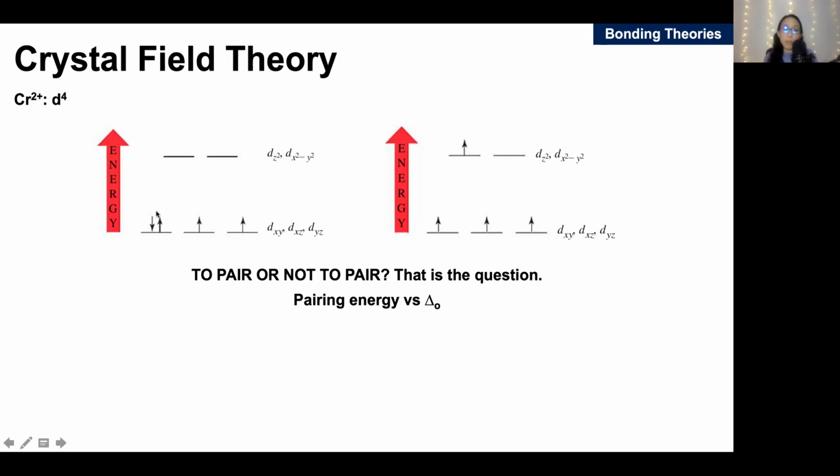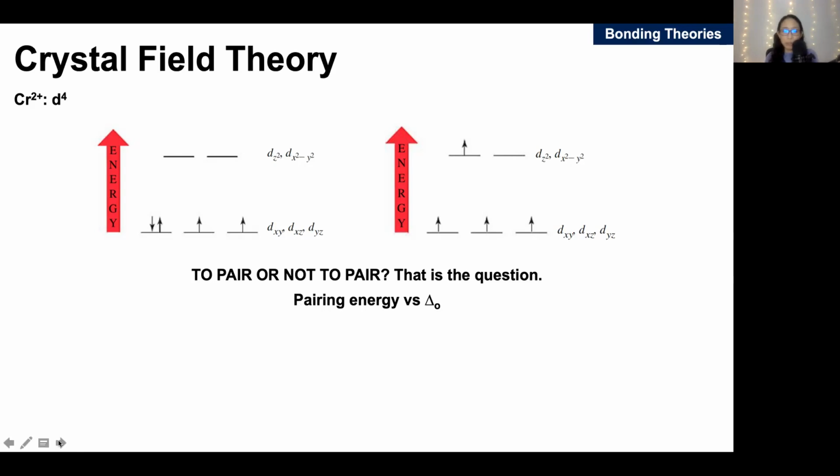Now remember, class, when we pair electrons, there is a cost, because there is what we call pairing energy. So you have to spend energy in order to overcome the repulsion between the 2 electrons, and they become paired in the orbital. So that's your pairing energy. So now we have to ask ourselves, which is of less cost for the central metal ion? Is it the pairing energy, or is it the crystal field splitting? Now, we don't have to know the exact values of the pairing energy and the crystal field splitting. We will only do qualitative analysis for this one.